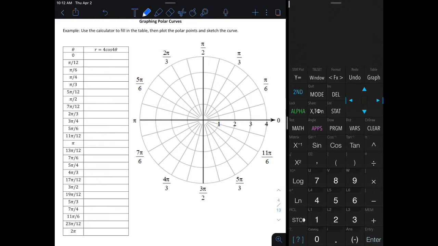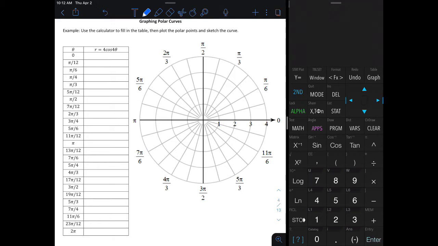My table's pretty large here. For every grid line there is on this polar grid, I have a theta value for it, so that way we can fill in the table and we can plot. And if I wanted to see how this would work on my TI-84 calculator, again, this is an app that I have here on the iPad. It is very similar to the keystrokes that you would use on the TI-84. It does have some differences, but it's pretty close.